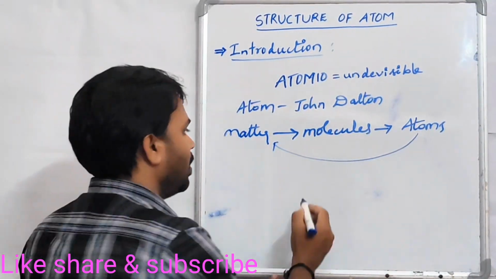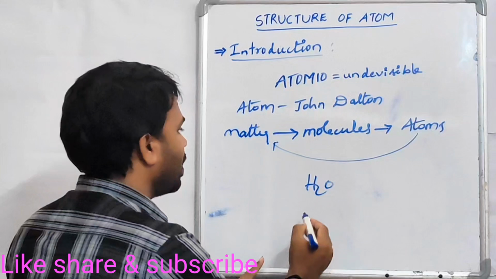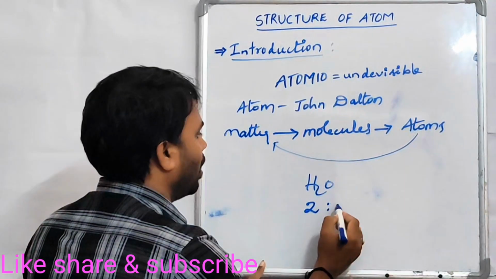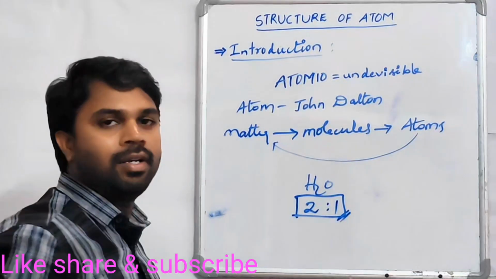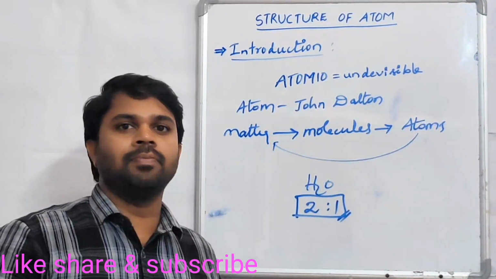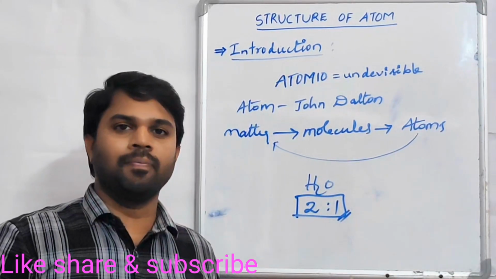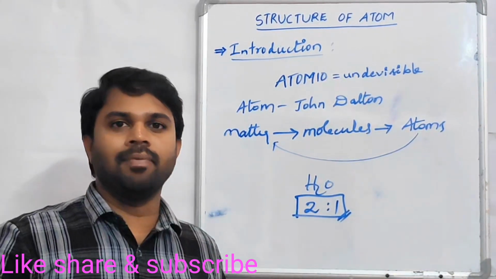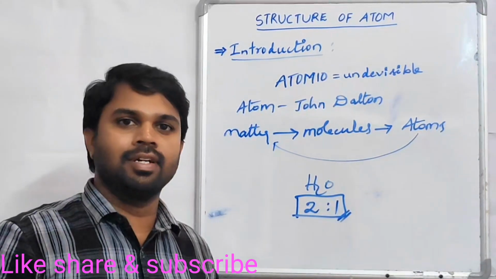For example, H2O. In this, two hydrogen atoms are combined with one oxygen atom. These are combined in simple whole number ratio. And one more important observation according to Dalton: atoms of the same element have the same properties, atoms of different elements have different properties. Let's understand this statement with an example.